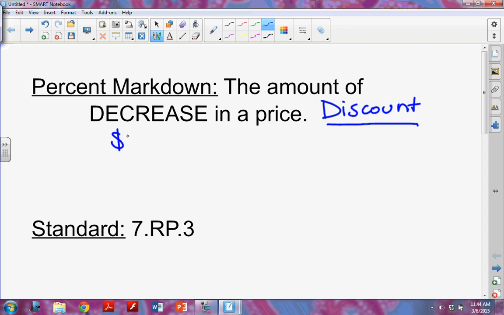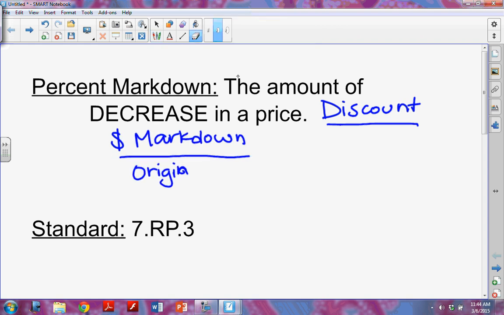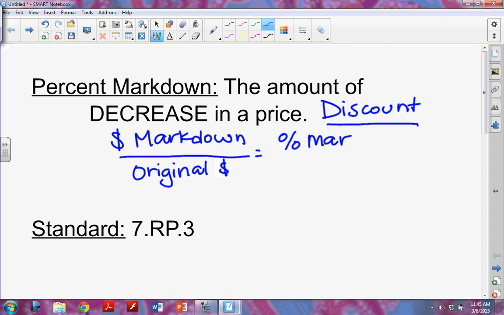Nothing has changed here. So it's the money marked down over what the original price is. Over the original price is equal to the percent markdown over the 100%. Now remember, if you see the markup video, you already know this answer.